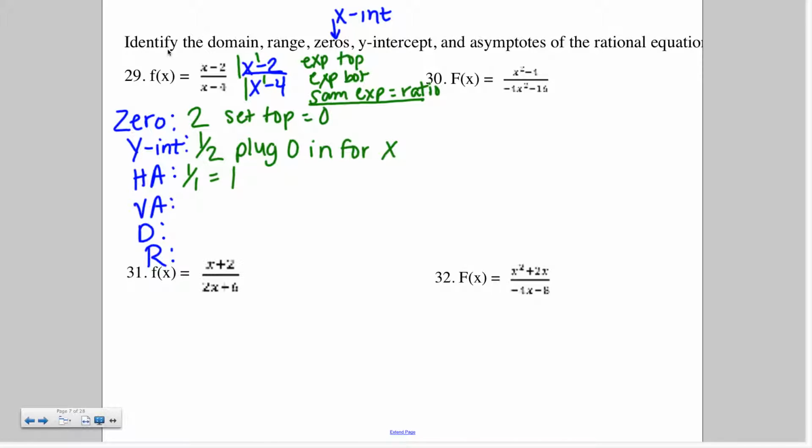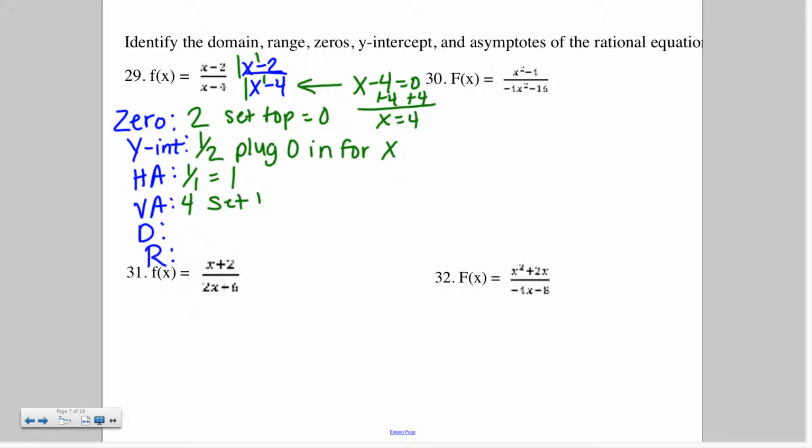But now for our vertical asymptote, we've already found our horizontal, which is 1. We're going by our exponent rules. Now, if we look at our vertical asymptote, all we have to do is set this equal to 0. So we'll have x minus 4 is equal to 0. Add 4 to both sides. You have x is equal to 4. So that is our vertical asymptote. Okay? So we just set the bottom equal to 0.